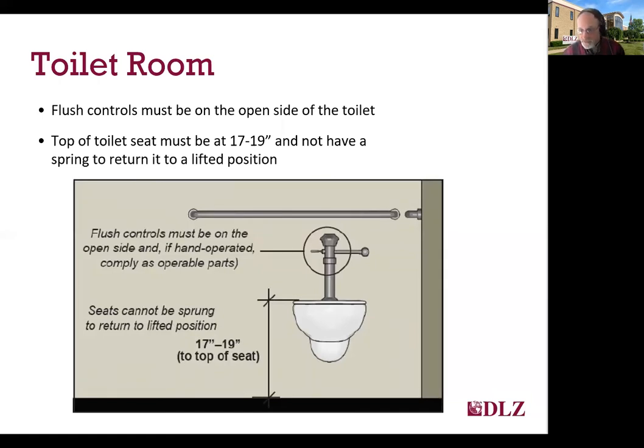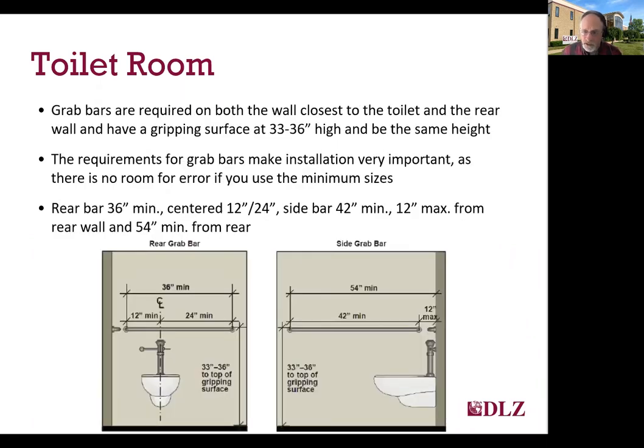The height of the toilet seat is required to be 17 to 19 inches high and not include a spring, so it returns to an up position when you get off the seat. Grab bars are required on both the side and back wall. The top of the gripping surface of grab bars is required to be at 33 to 36 inches high, and both bars should be at the same or at least very similar height.